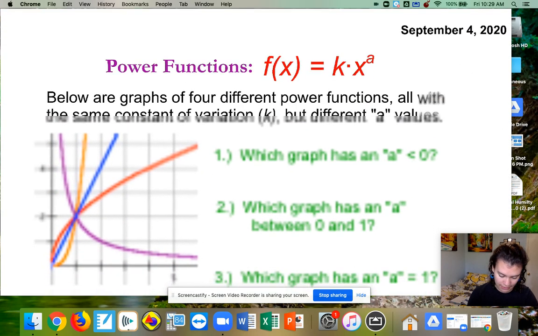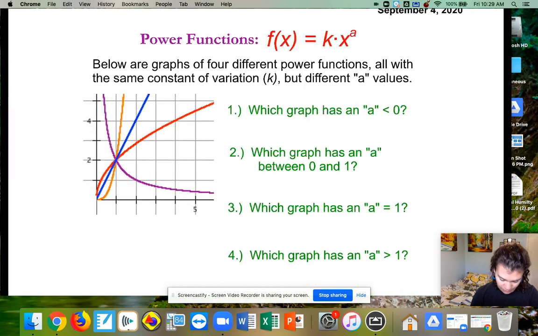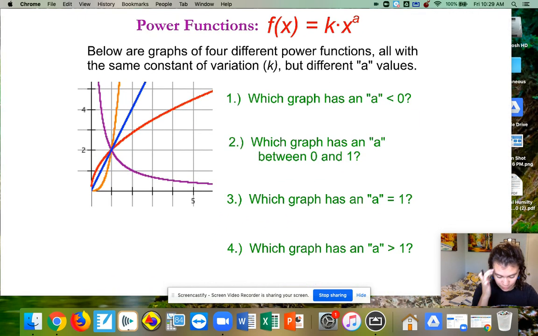So what do they look like? Here are some power functions. I'll zoom out a little bit. So below are 4 different types of power functions. Actually all of your power functions are going to look kind of like one of these.